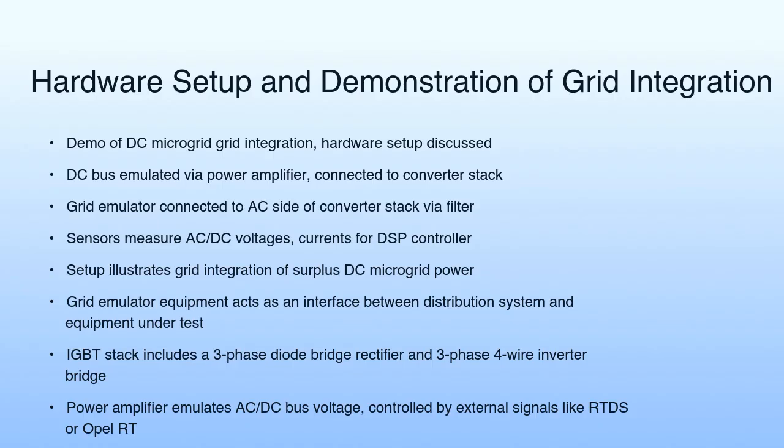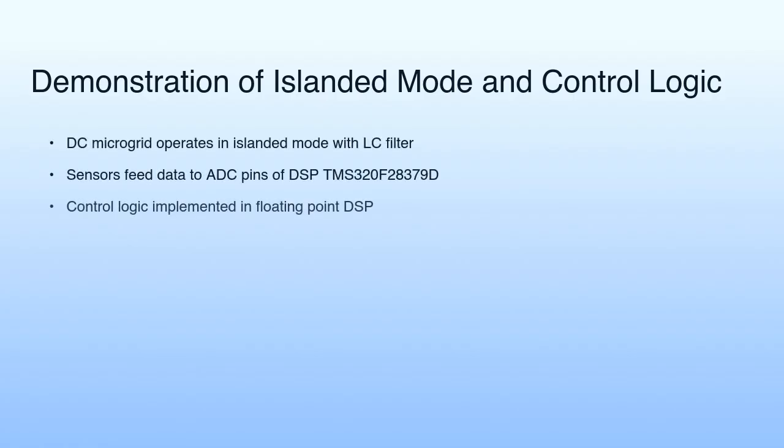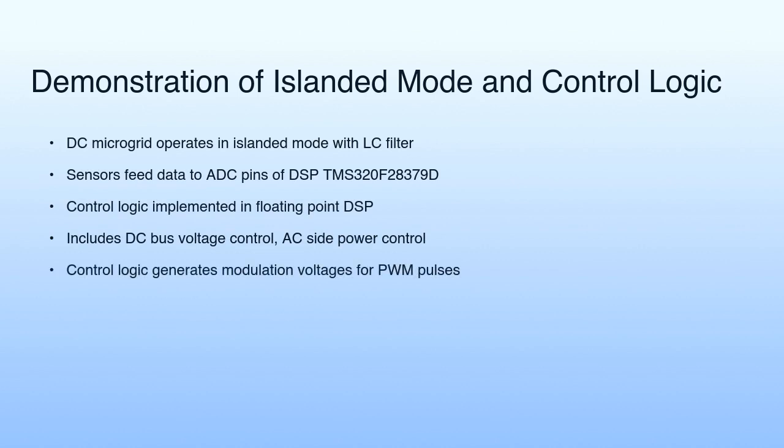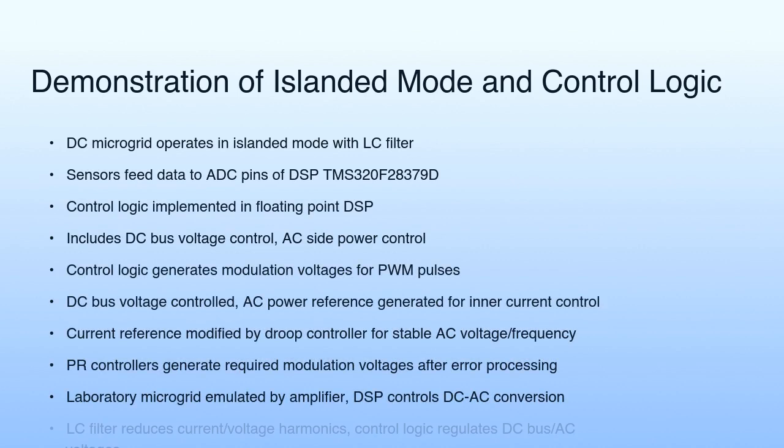The demonstration transitions to the islanded mode of operation for the DC microgrid, where the DSP controller implements control logic for regulating the DC bus voltage and AC power, ensuring stable voltage and frequency at the load side without a grid connection.